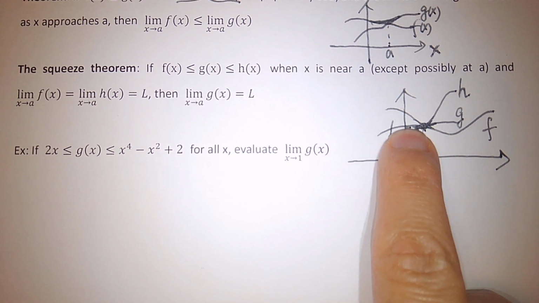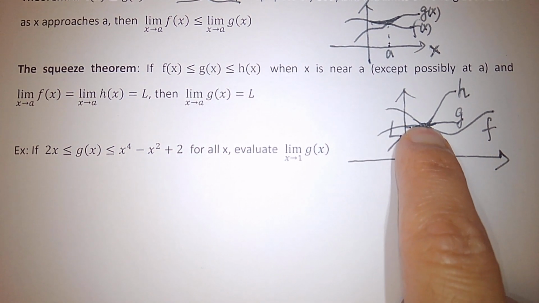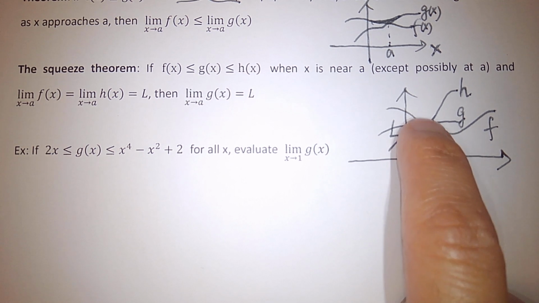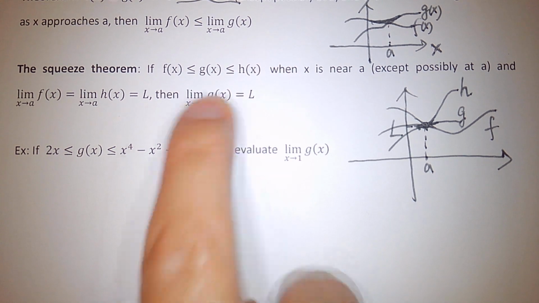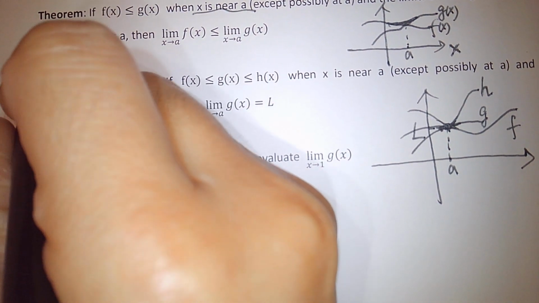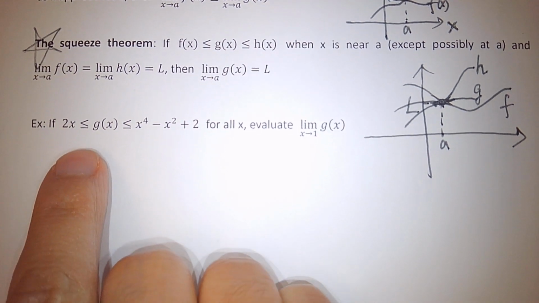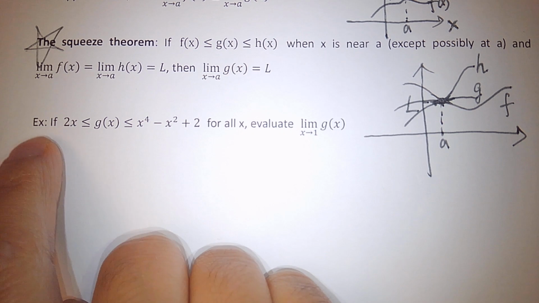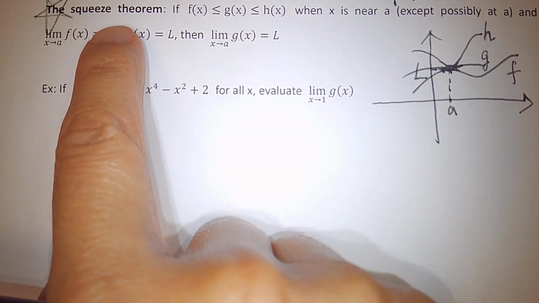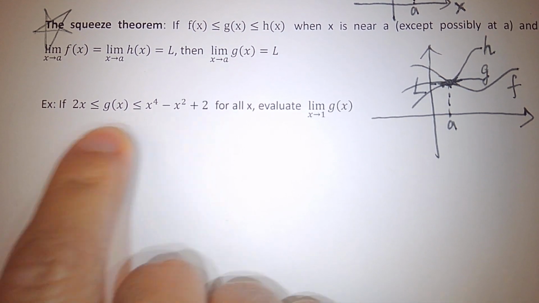See? The lower one and the upper one both equal L. Then the middle one has no choice. Function g has no choice. The limit of g must equal L. So the squeeze theorem, I believe this is new for most of us. I would say we can use the squeeze theorem to do some practice questions. After we talk about the squeeze theorem, this question should be straightforward for us.